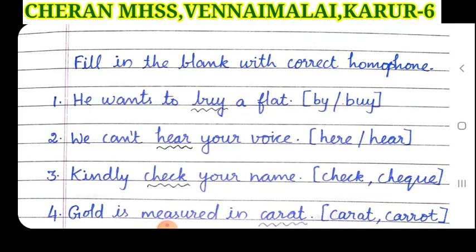Homophone means the pronunciation will be same, the spelling will be different, and it differs in the meaning also. Okay, let's see. First one, he wants to dash a flat. Options: by, buy. By means preposition. Buy means to buy some things. Already we have revised everything and I have explained all the exercises with the examples. Now let's revise this, children.